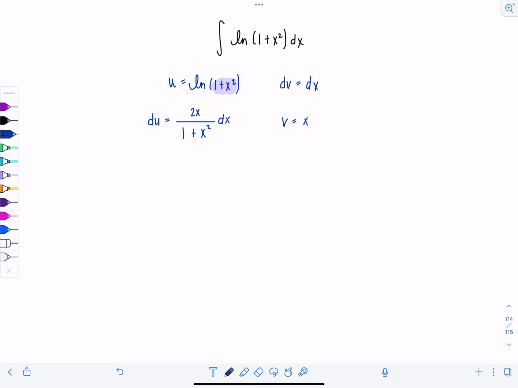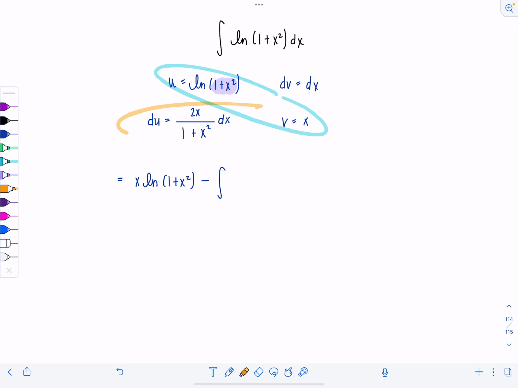All right, so then now we're going to have u times v. So that'll be x natural log 1 plus x squared minus integral v du, right there. And what is that going to be? That is 2x times x, so that's 2x squared over 1 plus x squared dx.